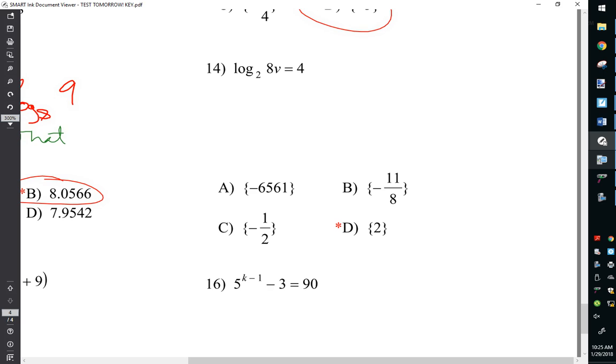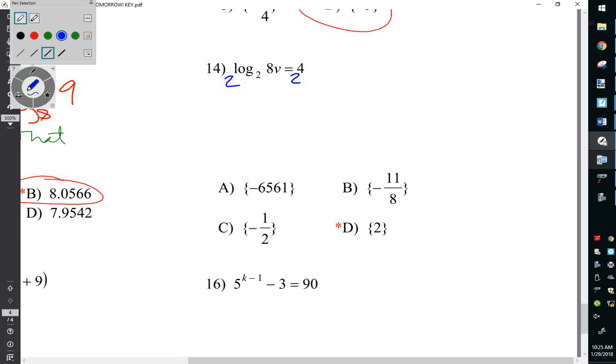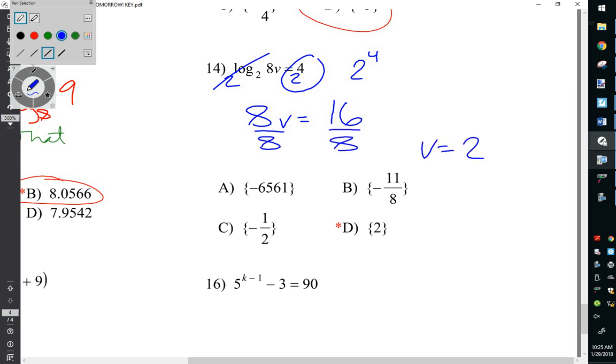Number 14, log base 2 of 8v equals 4. Don't like logs. Get rid of the logs by doing 2 to a power on both sides. It cancels. 8v equals 16, because that's what 2 to the 4th power is. That's 16. Divide by 8. Divide by 8. V is 2.